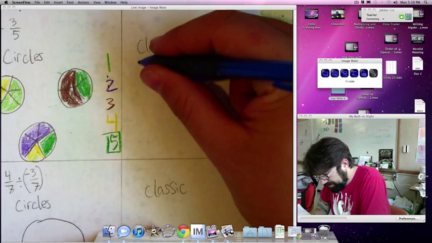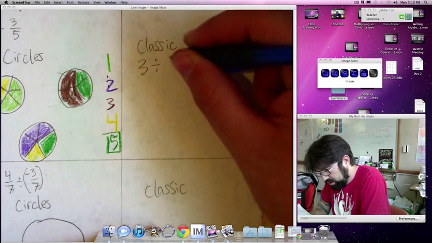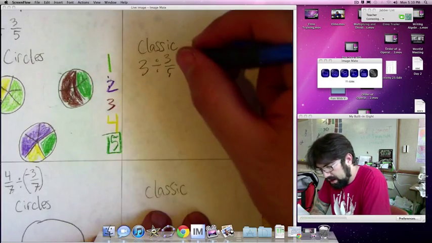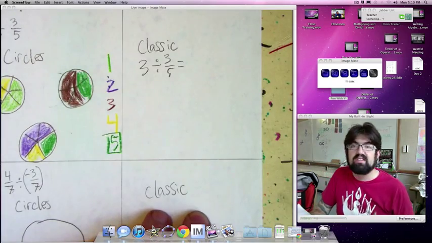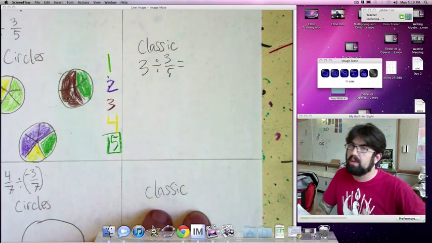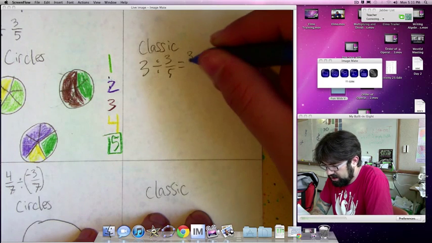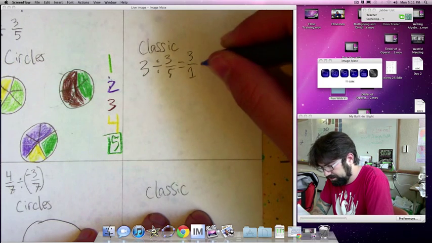Okay, now let's go with the classic. We've got 3 divided by 3/5. First thing I'm going to do is rewrite, because if you have a whole number, anytime you divide by a whole number or multiply by a whole number with fractions, you've got to add a 1 underneath it to make it a fraction also.